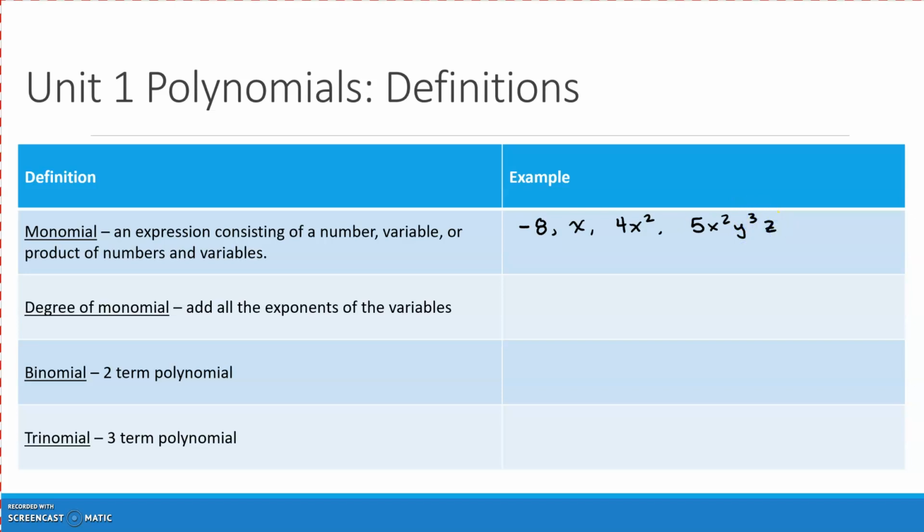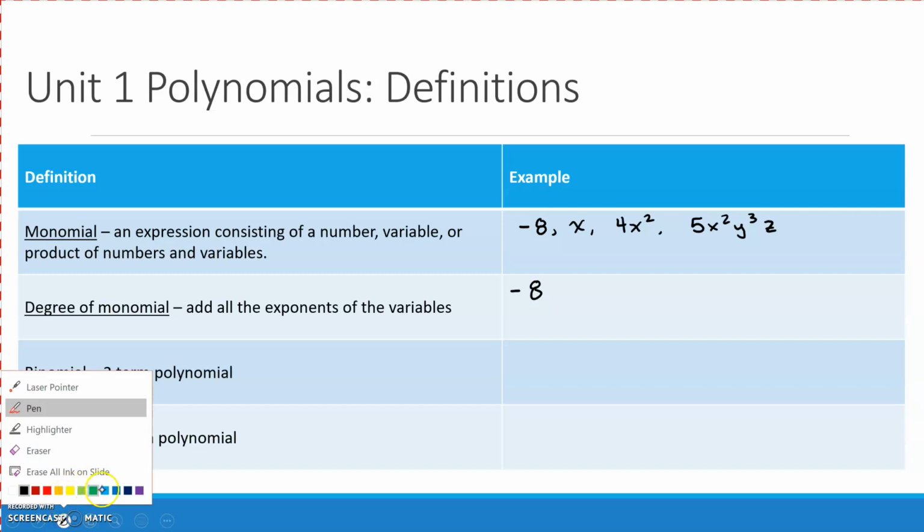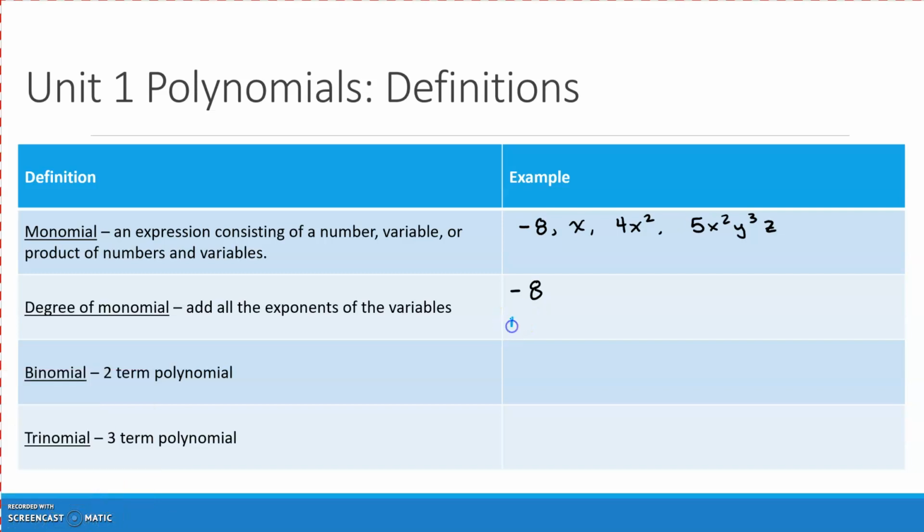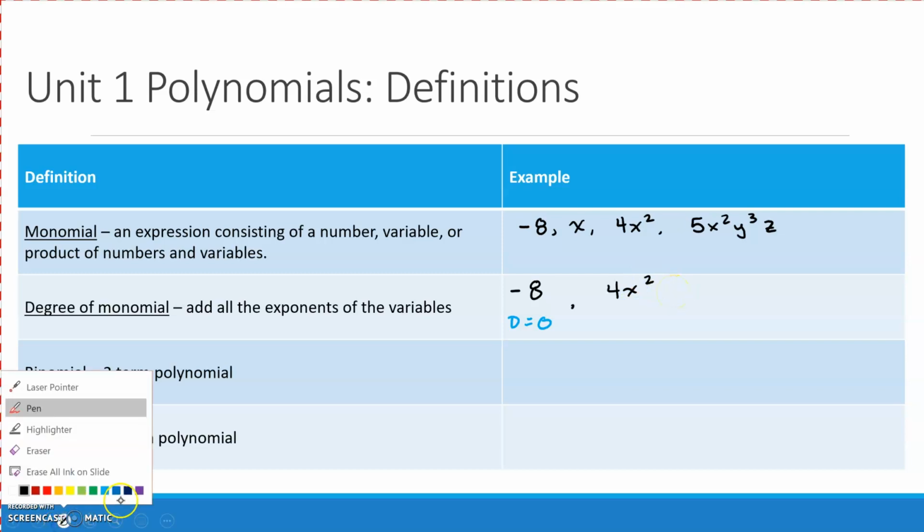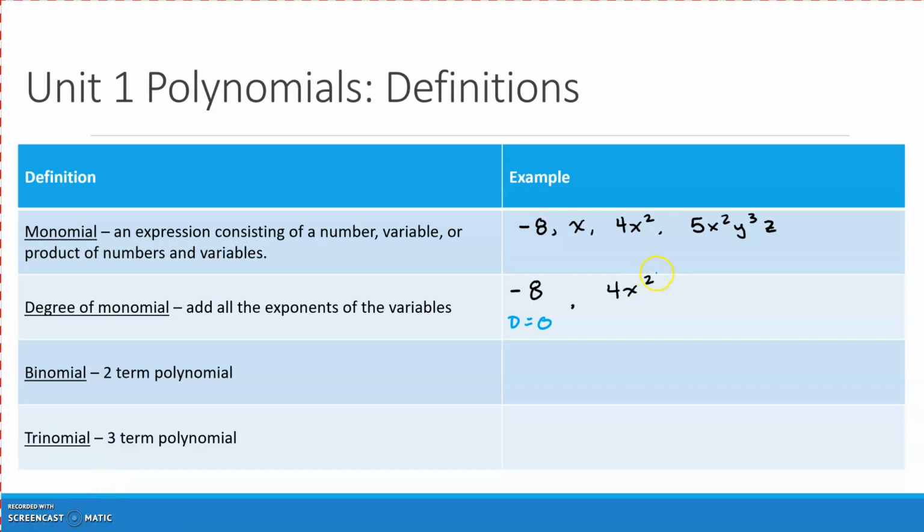The degree of the monomial is when you add all the exponents of a variable. So if you look at negative 8, the degree of that monomial is 0. Why is that? Because there are no variables. If you look at 4x squared, then the degree of this monomial is simply 2.